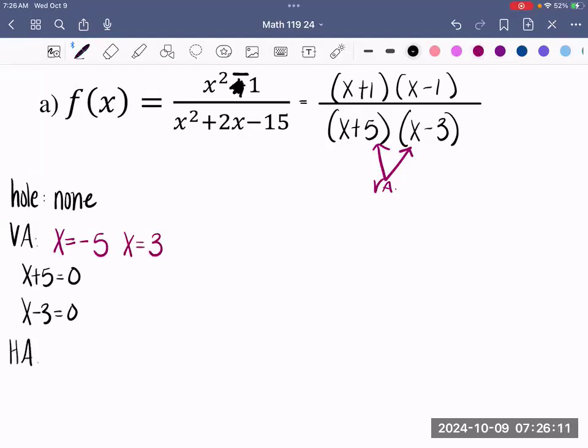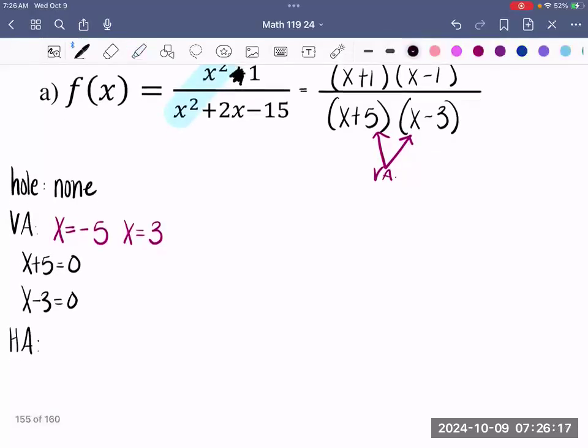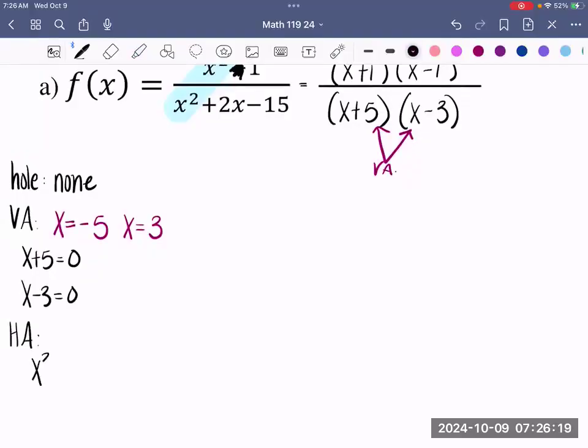Now your horizontal asymptote, will we have one? Well, let's take a look at your degrees, your leading terms. So we have x squared over x squared. So are your degrees the same, top heavy or bottom heavy? Well, these being the exact same, we get to go ahead and look at your leading coefficients here. So your leading coefficients will cause a horizontal asymptote to be at y is equal to 1.